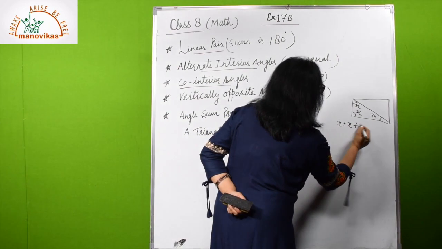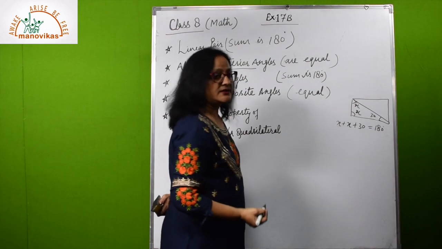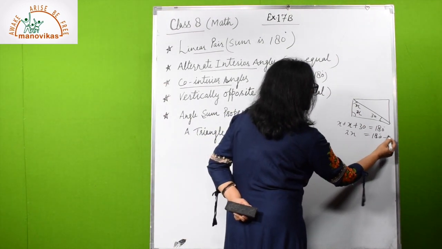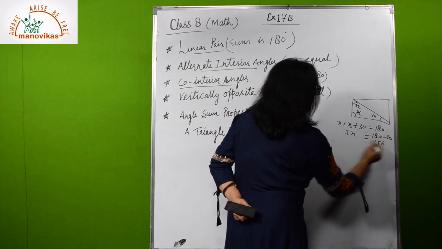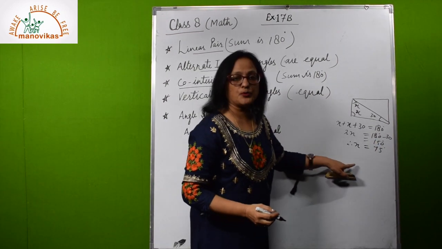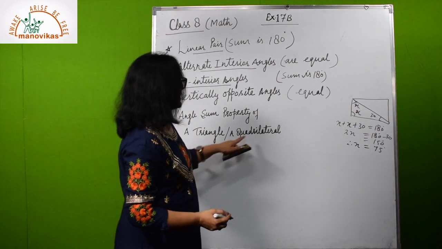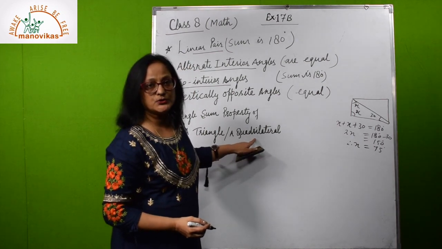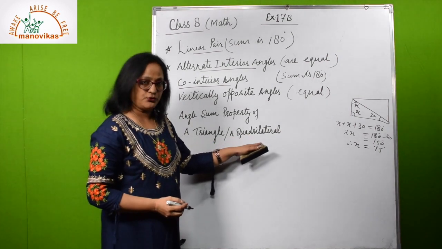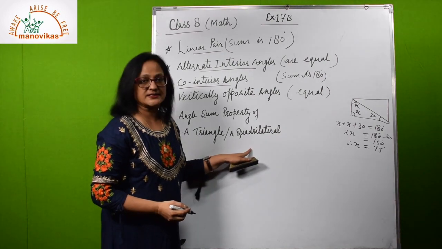x plus x plus 30 is equal to 180 degrees, if there is a triangle. So 2x is equal to 180 minus 30. It is 150. Therefore, x is equal to 75 degrees. So with the help of the angle sum property, you can find the required angles easily. This is for the triangle. Same way, if it is a quadrilateral, then also you can use the angle sum property, and you know the angle sum property of a quadrilateral: the sum of all four angles is equal to 360 degrees. So that result you can use if there is a quadrilateral.